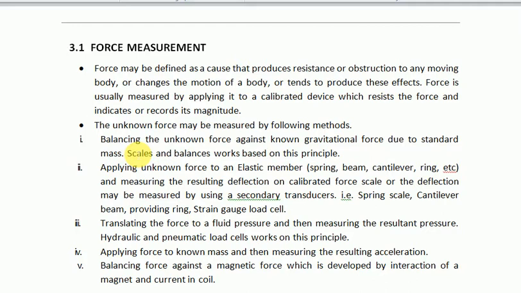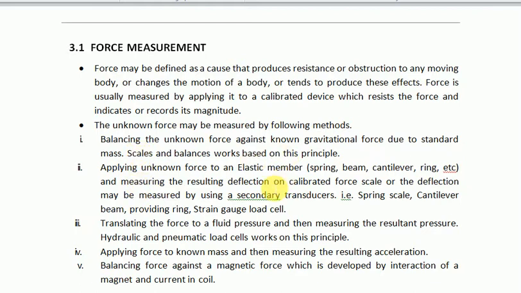Friends, you have seen a weight balancer whenever you go to the market and purchase something. On one side the weights are kept, and on the other side the material or mass which you are purchasing is kept. This is one of the methods: by balancing the two different pans, we come to know the mass, or the force, of the unknown which we need to find out.